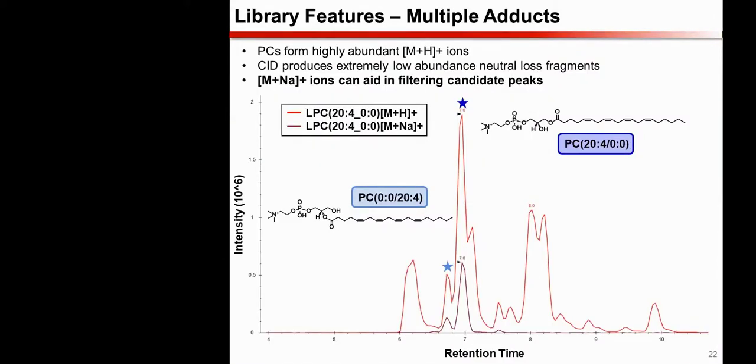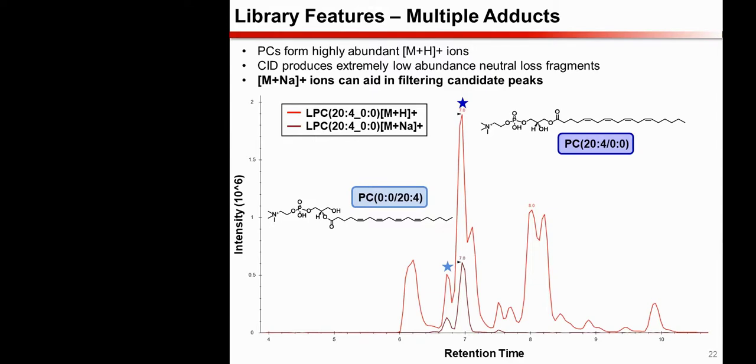And so one last capability that I'd like to point out, which can often get overlooked in lipidomics, is the utility of analyzing multiple adducts for a single lipid. And so in positive mode, PC lipids form really highly abundant protonated species, but collision-induced dissociation, which is the fragmentation cell that we're using, produces really low abundance neutral loss fragments. And so in this example, which is another lysolipid, any pair of peaks here could be the correct pair if we were just looking at the protonated species, because those fragments are so low in abundance, we wouldn't really be able to tell them apart.